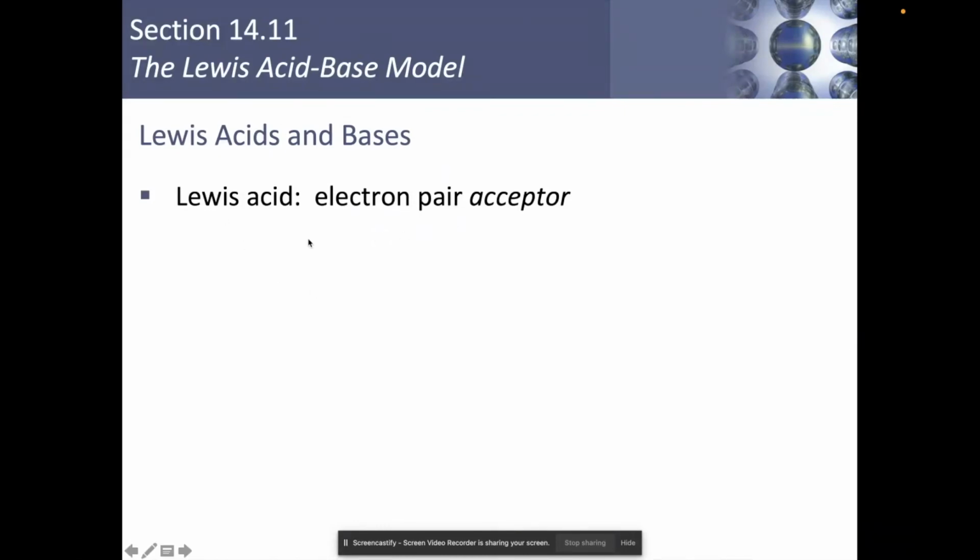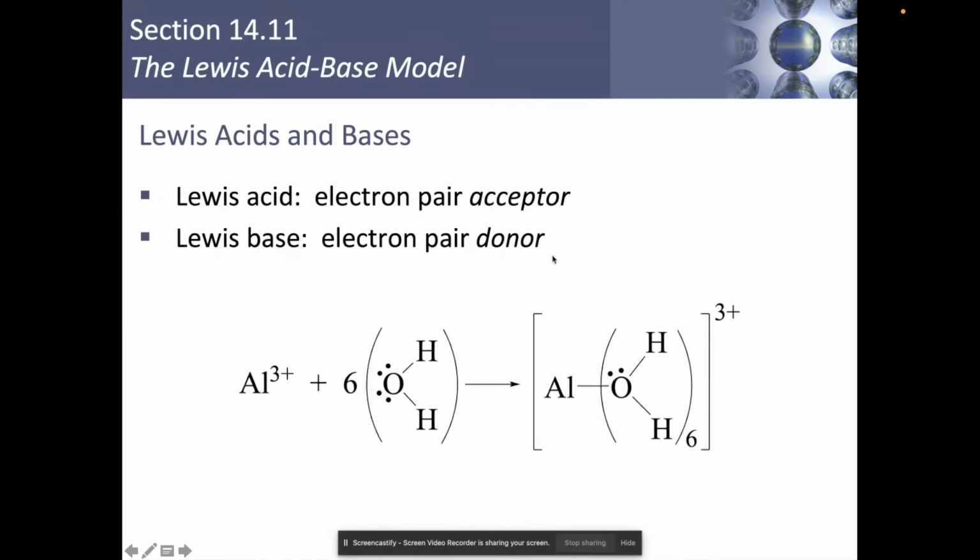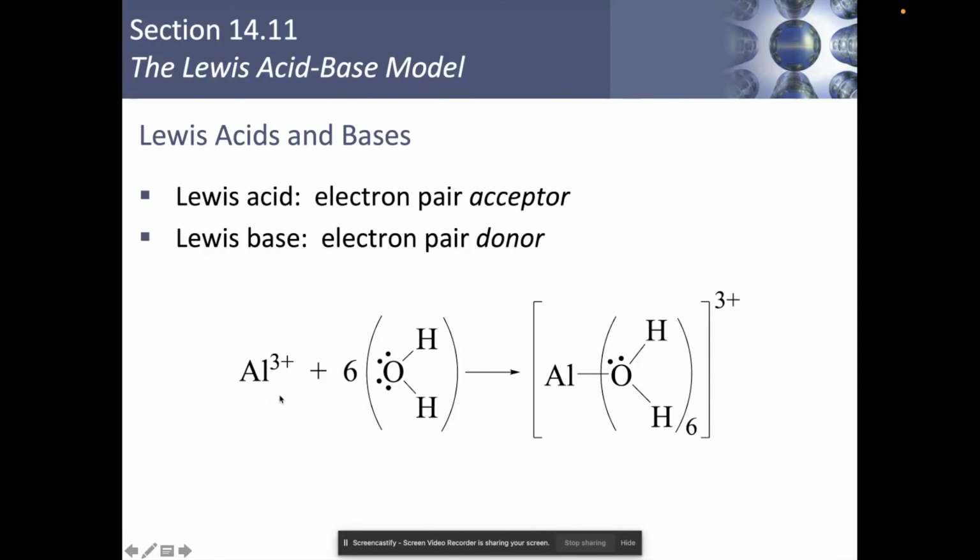I said in part 1 there was a third definition of acids and bases, and it took all the way until the very end for us to do it. But it's called a Lewis acid and base. And yes, Lewis meaning Lewis dot structure, named after the same guy, Gilbert Lewis. So what is a Lewis acid? It's an electron pair acceptor, meaning it accepts a pair of electrons, whereas a Lewis base is an electron pair donor.